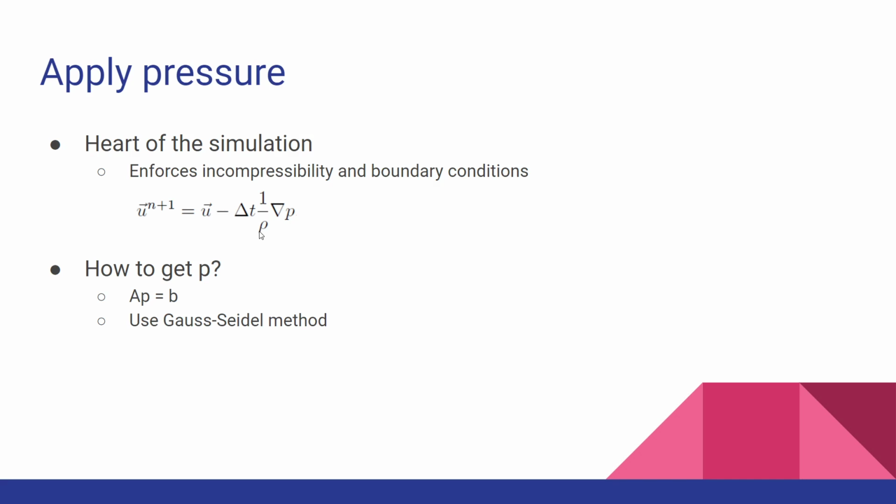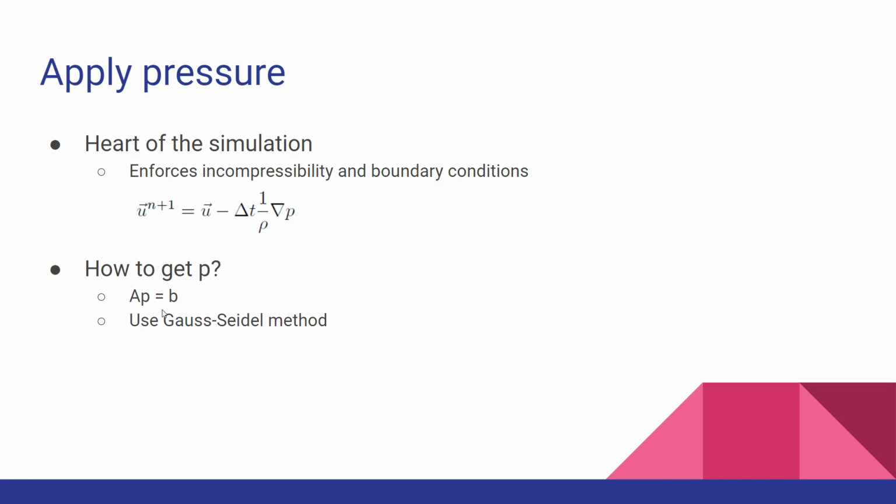This is our time step. This is 1 over the density. We just used our density equal to 1. And then this is the gradient of the pressures. So this is what we need to figure out how to get. And we can get this by solving this system of linear equations where A is a matrix of coefficients, P is what we want to solve for, and B, this right-hand side, is actually the negative divergences of all the fluid cells in our simulation.